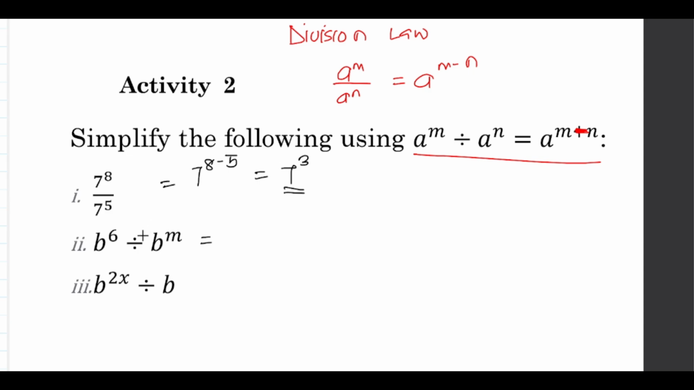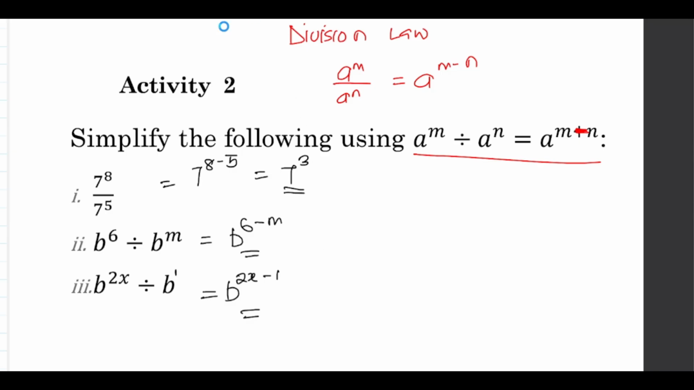b raised to power 6 divided by b raised to power m. That will be b raised to power 6 minus m. Since 6 and m are unlike terms, we can't simplify further, so we leave it like that. b raised to power 2x divided by b. Well, b is the same thing as b raised to power 1, so this will be b raised to power 2x minus 1. 2x and 1 are unlike terms, so we leave the answer like that. So this is how you apply the division law to simplify problems, and it is very simple and straightforward.